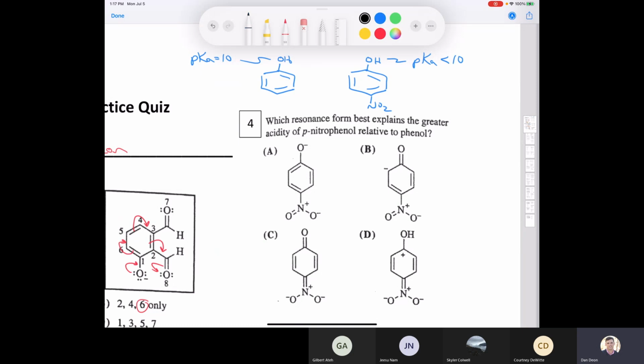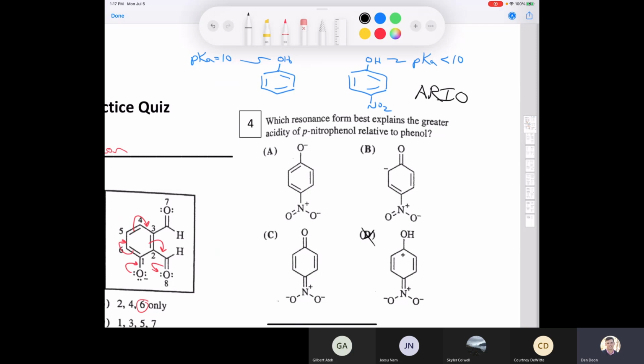Now, if we go back to ARIO and think of the conjugate bases, all of which are drawn here, we have a negative charge over here. We have an overall -1 charge here, and an overall -1 charge here, and this one's neutral, so that's definitely not going to be the answer. So we're going to cross D out immediately because it's not a conjugate base.